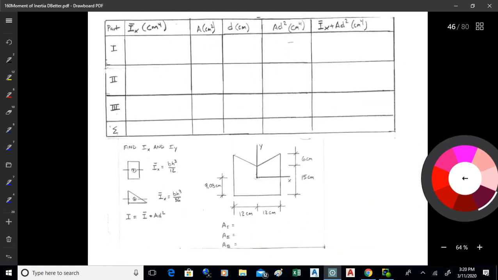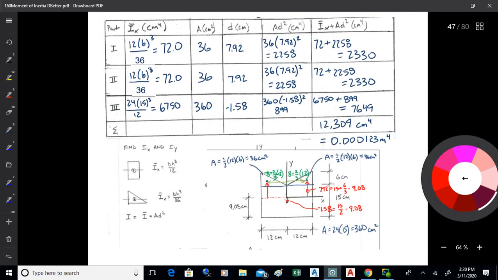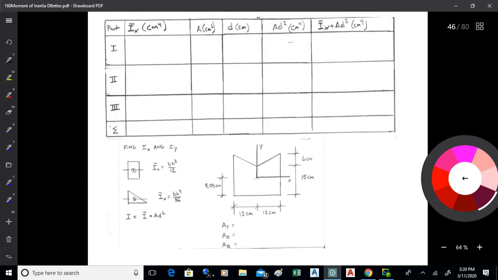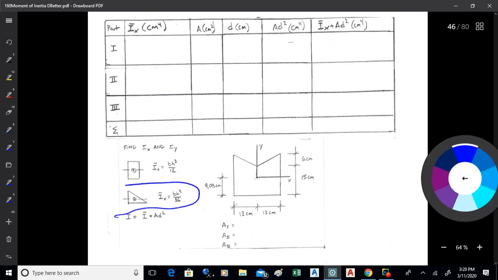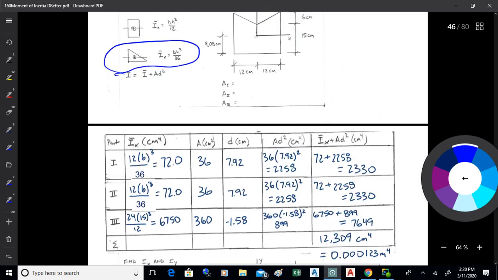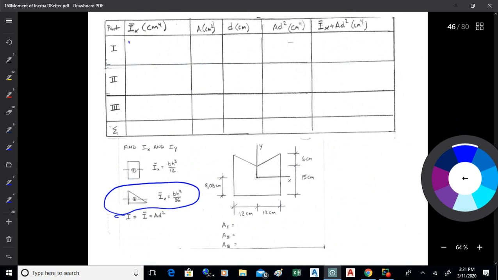So what I've got is, for part one, which is that triangle, I bar sub x. That's the moment of inertia of the shape of the triangle about its own centroid. So what that is is bh cubed over 36. That's the moment of inertia formula for a triangle about its own centroid. Let's see what units I'm in here. I am in centimeters, so I'm going to go centimeters to the 4. So that's 12 for the base. The height is 6. So I'll cube that, and then I'll divide it by 36.